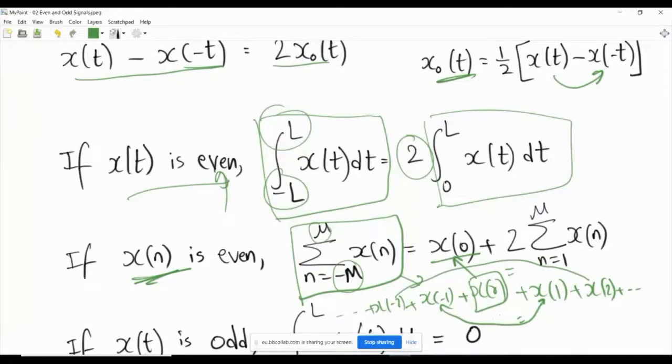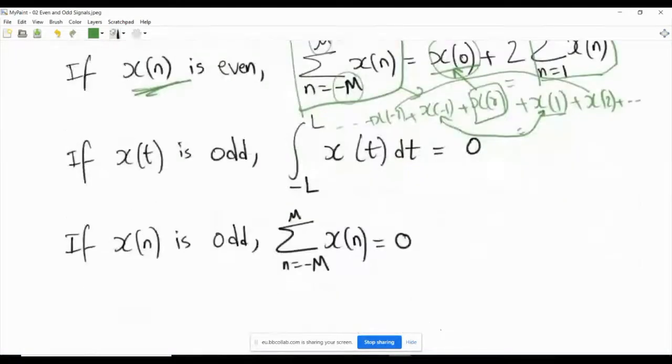These two guys are the same, and so on and so forth. So rather than summing from minus big M to big M, it may be useful in some problems to do a summation from 1 to big M. So you are summing x1, x2 till x of big M, and then multiply by 2, and then add this x of 0. Again, another form that may be useful.